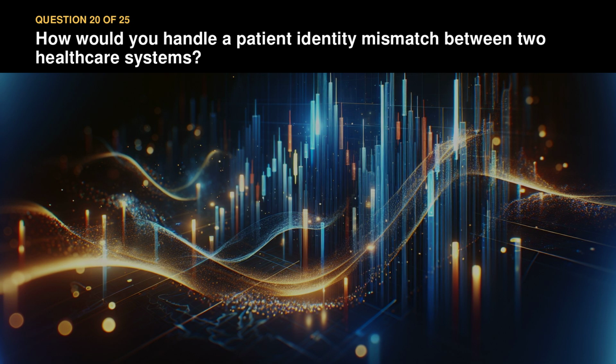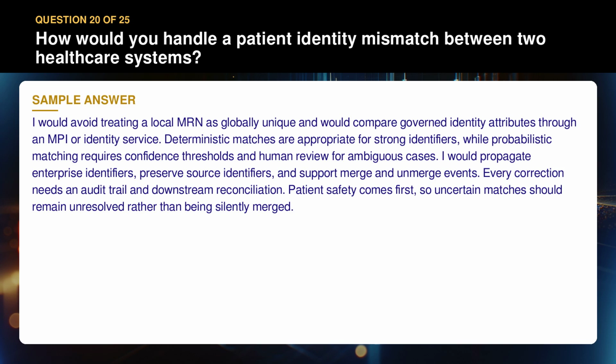Question 20. How would you handle a patient identity mismatch between two healthcare systems? I would avoid treating a local MRN as globally unique and would compare governed identity attributes through an MPI or identity service. Deterministic matches are appropriate for strong identifiers, while probabilistic matching requires confidence thresholds and human review for ambiguous cases. I would propagate enterprise identifiers, preserve source identifiers, and support merge and unmerge events.